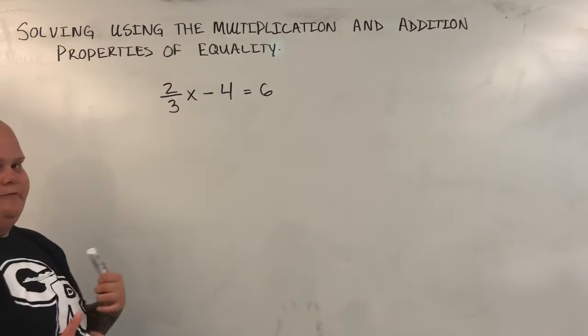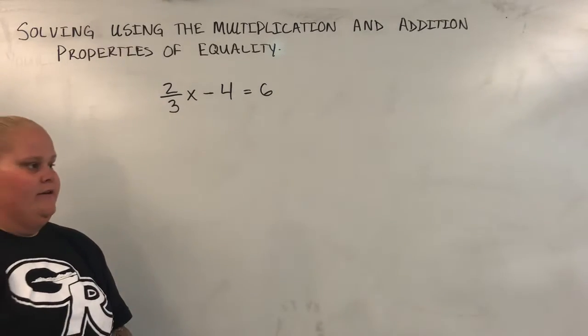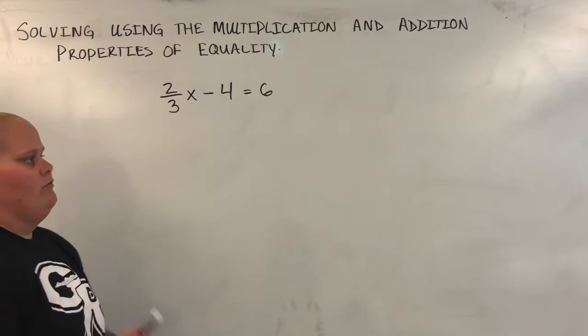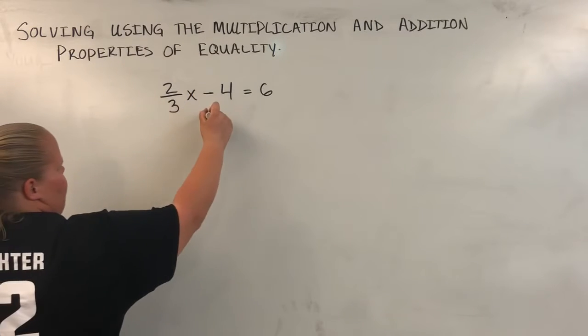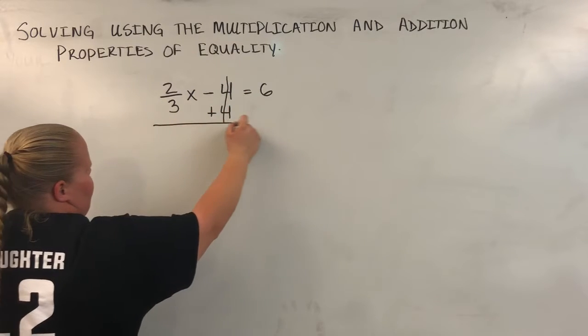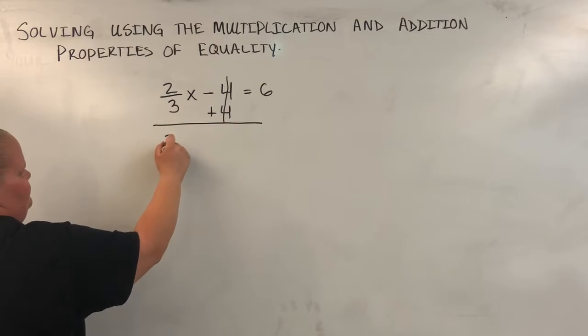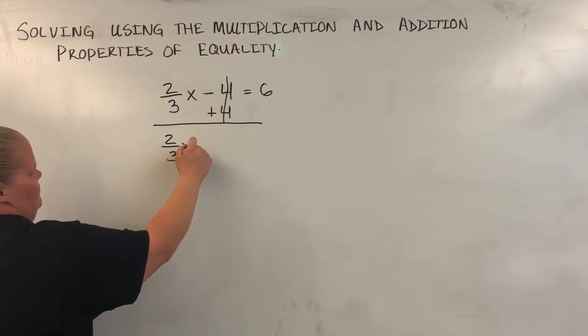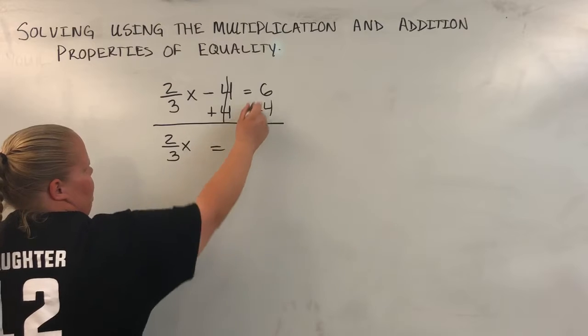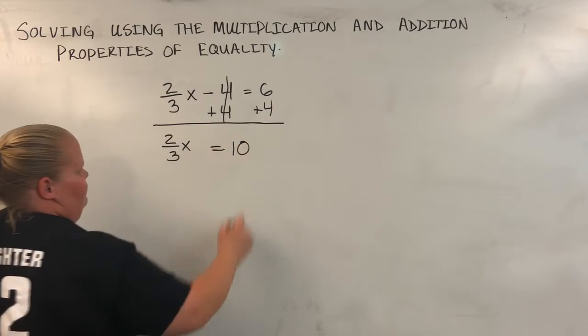If we're trying to solve for x, I would again worry about getting rid of addition or subtraction first. So what we're going to do is add 4 to both sides. So those are going to cancel. On this side, I still have the 2 over 3 x. And it's going to equal 6 plus 4, which is 10.